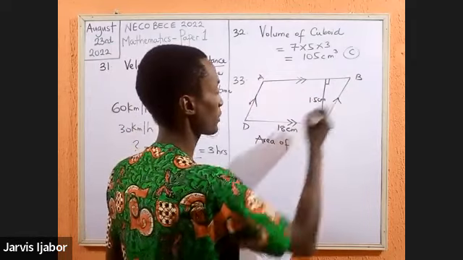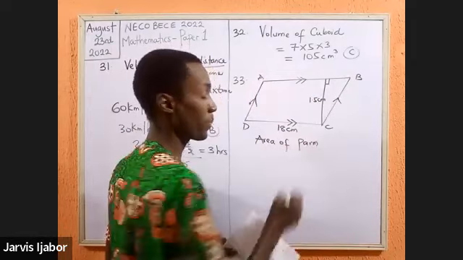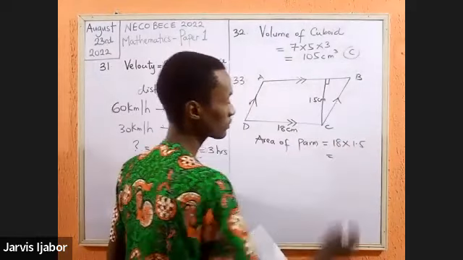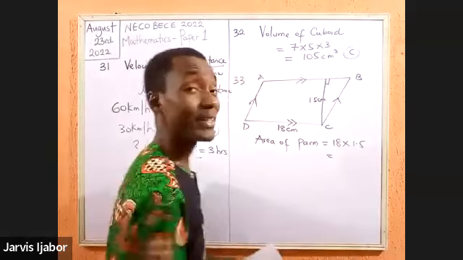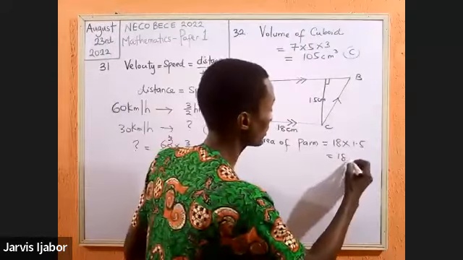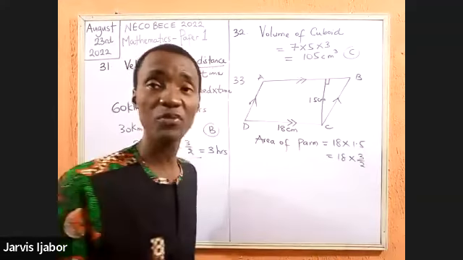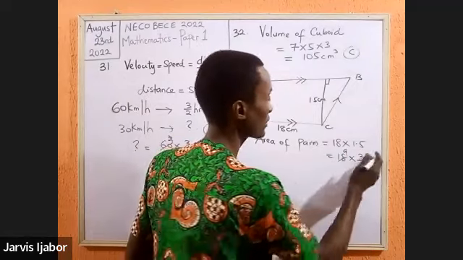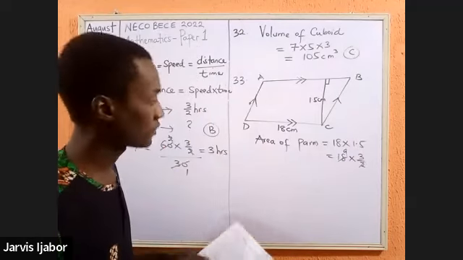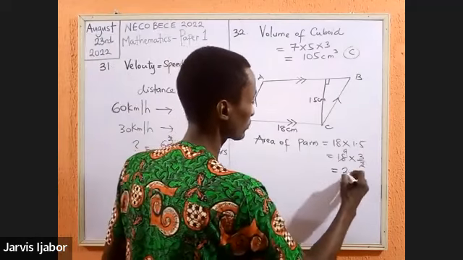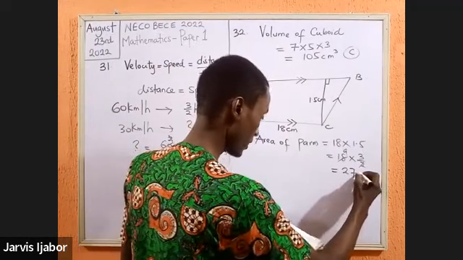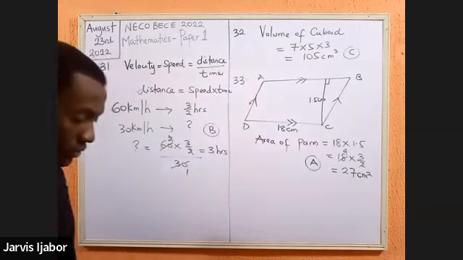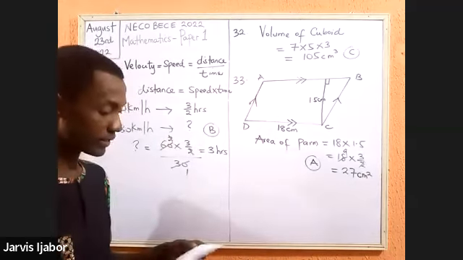We are told it's a parallelogram. So the area of a parallelogram is simply what? Base times the height. If you are multiplying this, there are two ways to go about it. For me, I'll just say 18 times 3 over 2, because I know 1.5 is 3 over 2. And then I'll cancel out. 9 times 3 will give me 27. 27 centimeter squared. And that option will be E. So that clears question 33.